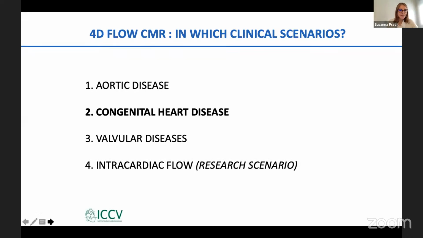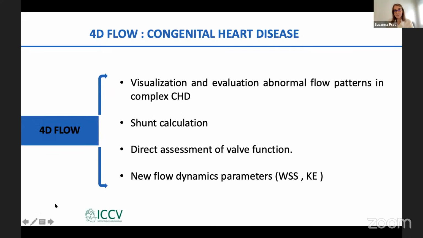And as I said, I tried to prepare some cases to show this. Why can 4D flow help in these scenarios? Because it lets us visualize and evaluate abnormal flow patterns in these complex patients. It lets us calculate shunts, which is hemodynamically important in some of these patients. It allows direct assessment of the valve function, and as well the new flow dynamics parameters such as wall shear stress and kinetic energy can help us to understand their pathophysiology.